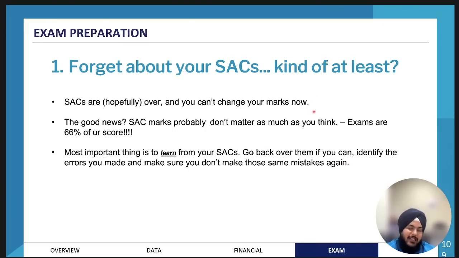Second of all, SACs are only worth 34% of your score. The exam is worth 66%. So if you're going to stress about your SAC marks and not focus on the exam, you're essentially doing yourself a disadvantage. So go back over your SACs, look over your mistakes and try to improve. But don't be really focused on this one question that you got wrong, because it might not be that important in the grand scheme of things.